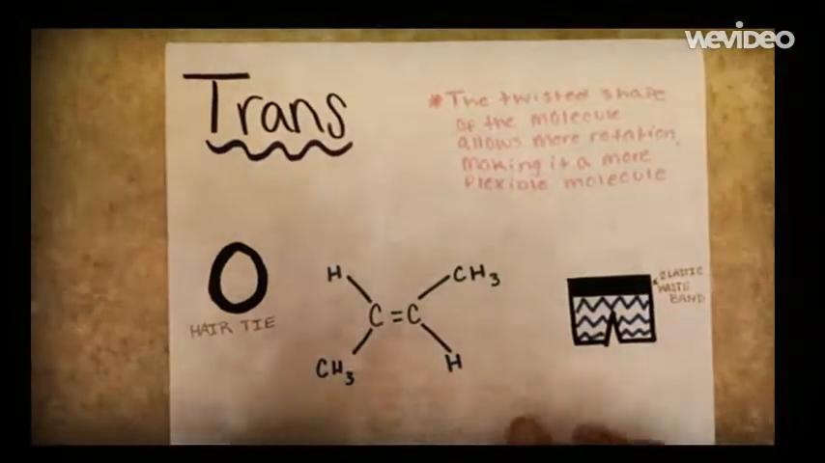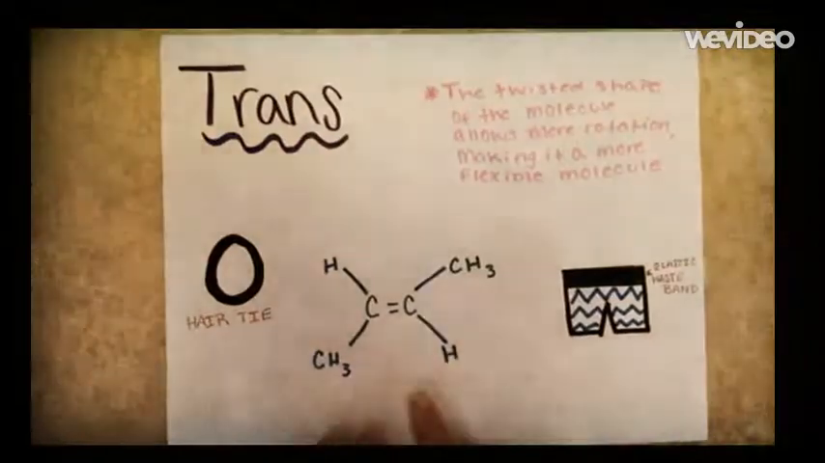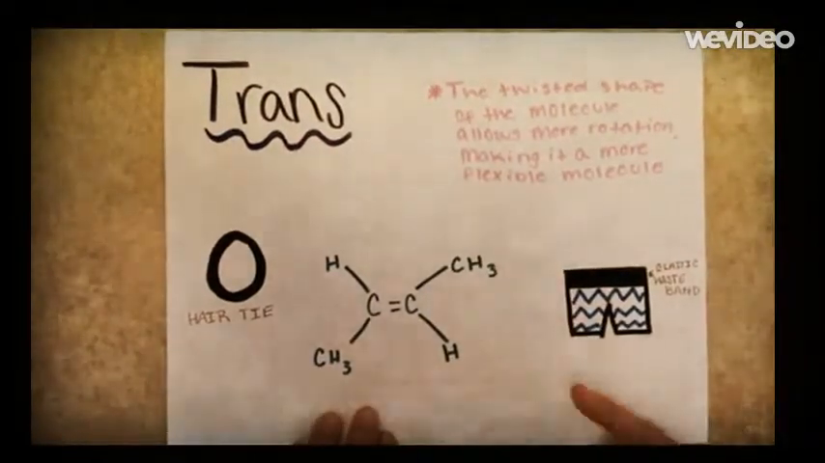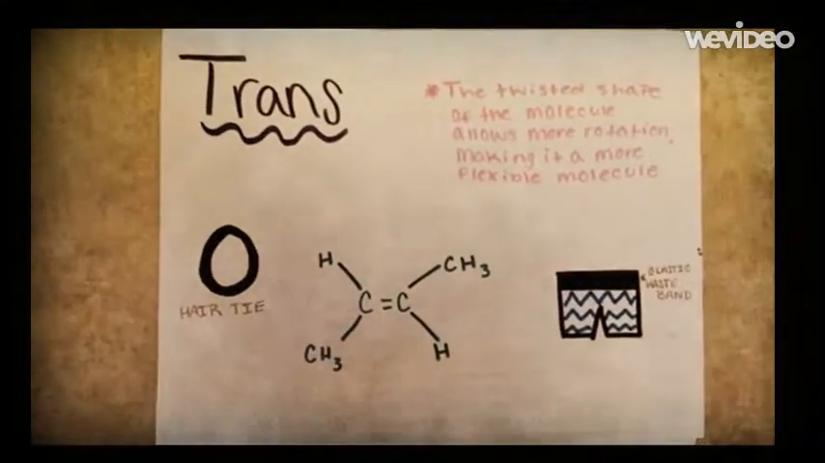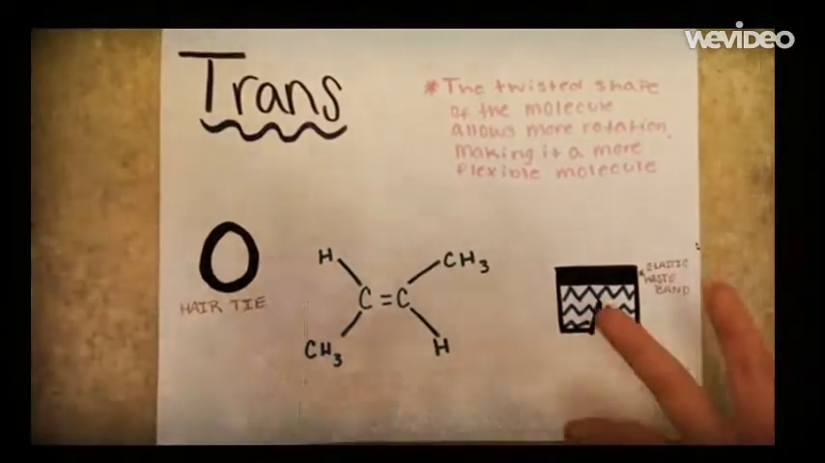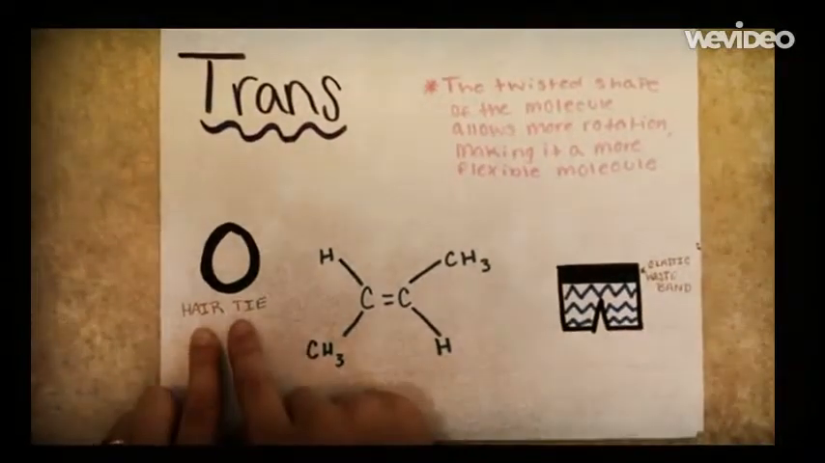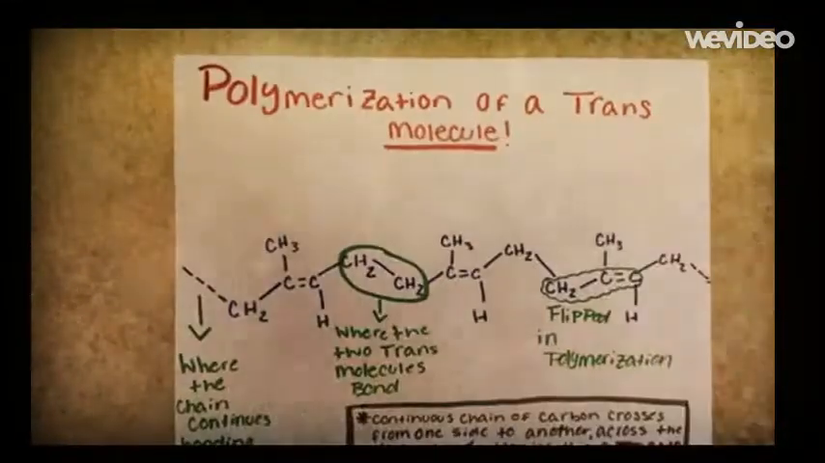Trans is relatively just a flipped version of a cis molecule. The H's and CH3s are diagonal now. This twisted shape allows more rotation in the molecule itself, which makes more flexible rubbers like we use in hair ties and the elastic waistband in shorts.